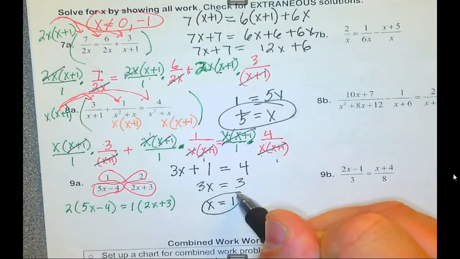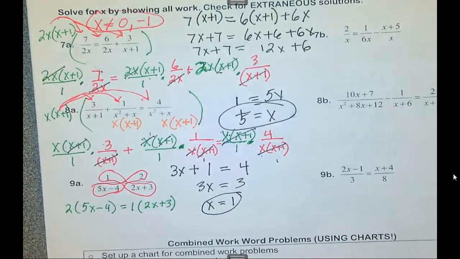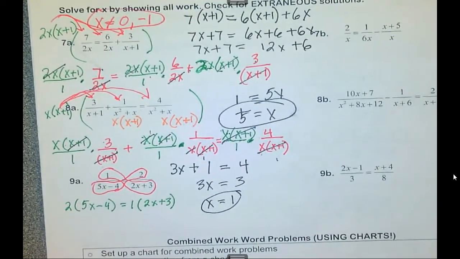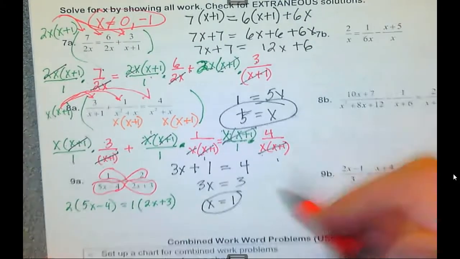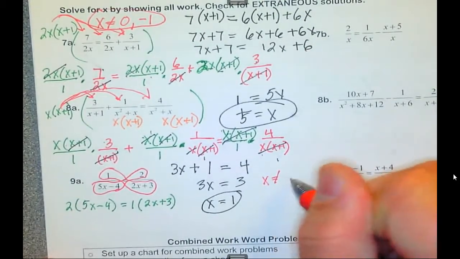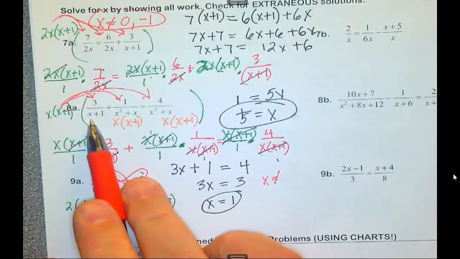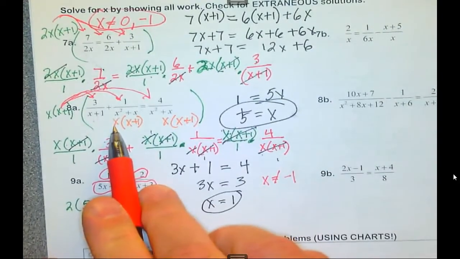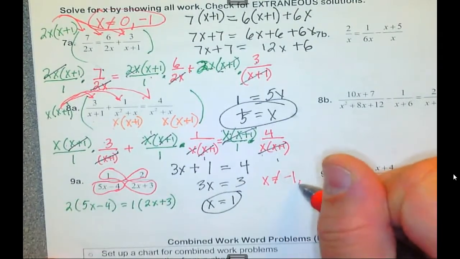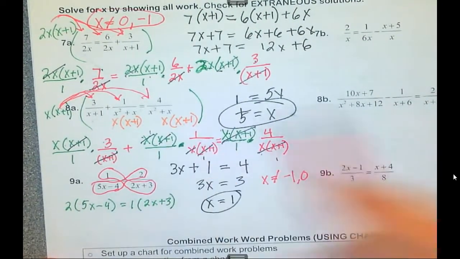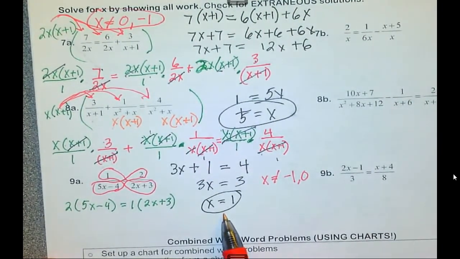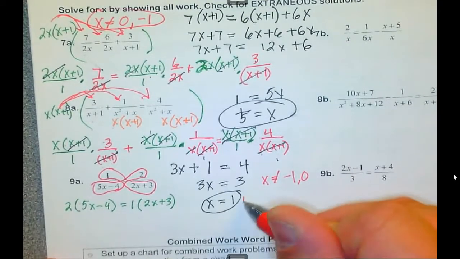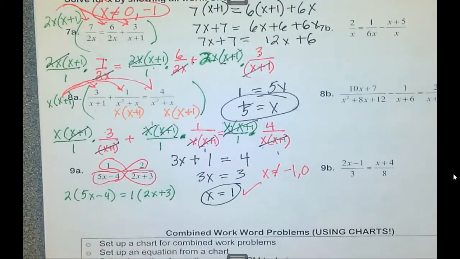Okay, what's my extraneous solutions here? What can x not equal? Well, go back up here. Can't equal -1 here, because that would give me a 0. Can't equal 0 here, because that would give me a 0. Same with that. So am I good with my solution? Yeah. Can't be -1 or 0.